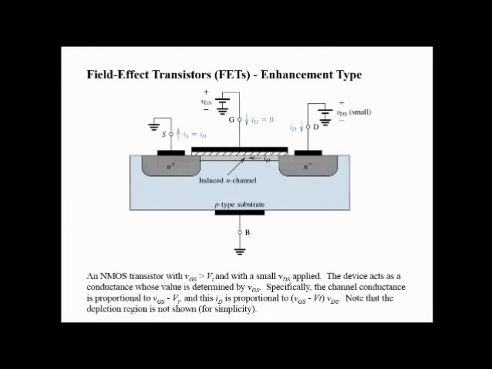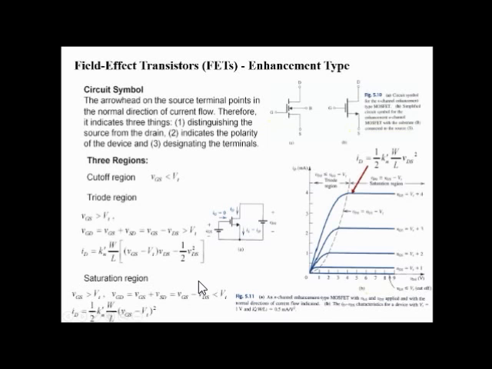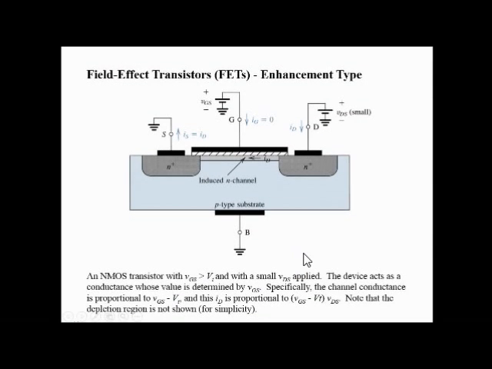Now consider an NMOS transistor with VGS greater than or equal to VT, where VT is the threshold voltage. When VGS is greater than the threshold voltage and a very small VDS is applied, the device acts as a conductance whose value is determined by VGS. Specifically, this channel conductance is proportional to VGS minus VT, and ID is proportional to (VGS minus VT) times VDS.